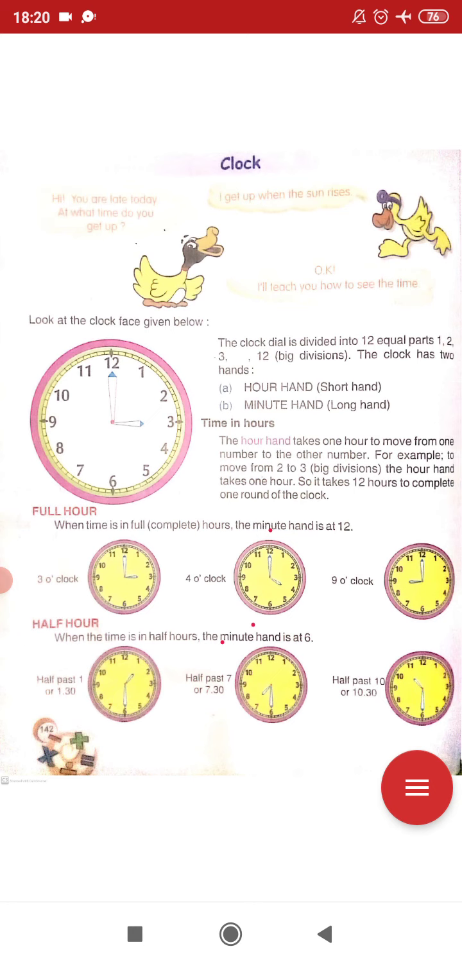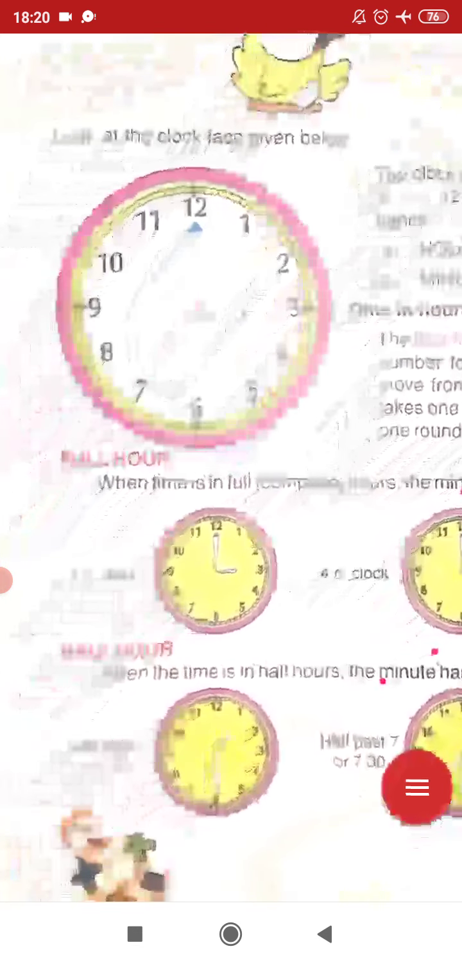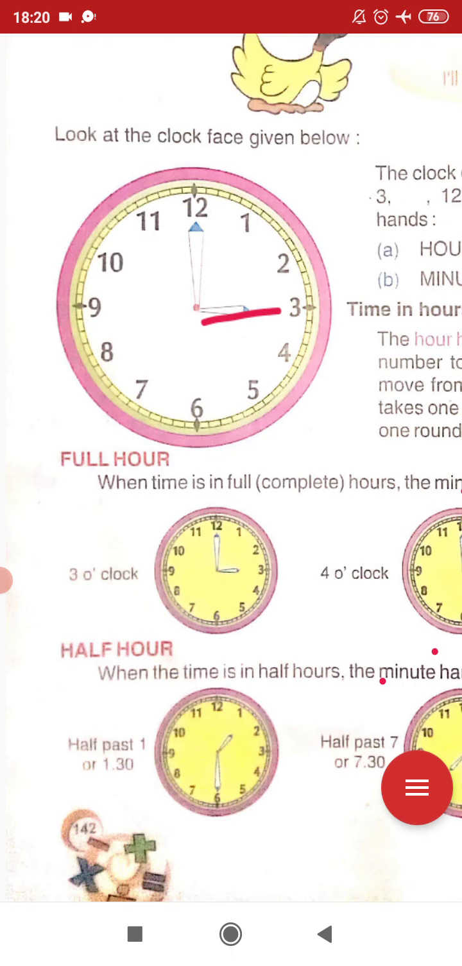Now these 12 divisions or these 12 parts are marked on a clock. The hour hand takes 1 hour to move from one number to another number. Suppose the hour hand is at 3. Here you can see the location of hour hand, that is at 3. If this hour hand moves from 3 to 4, then it means our hand takes 1 hour.